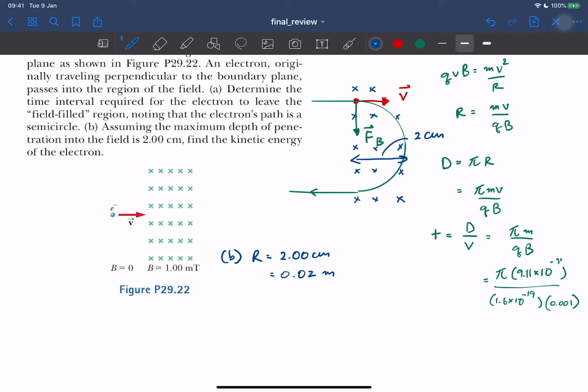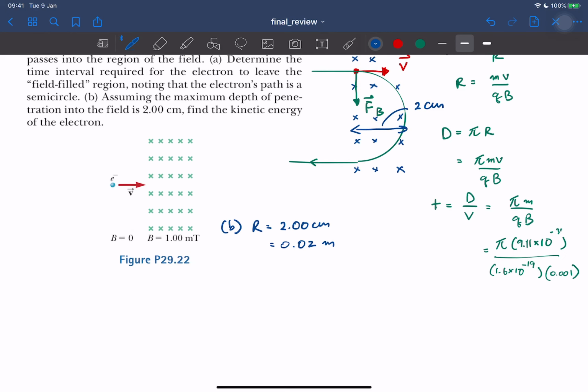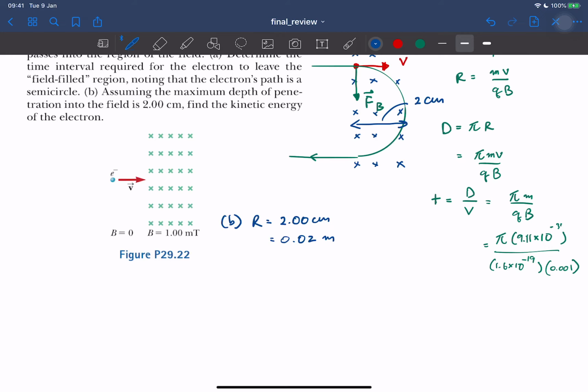So you can use part B to find the velocity, and then you can find the kinetic energy of the electron. Okay, since we are running a bit out of time, I'll just write down briefly what you need to do. Use r equal to mv over qB, solve for v, and then the kinetic energy is just 1/2 mv squared, using the v that you solved for earlier. Okay, so that's what you need to do to answer part B.